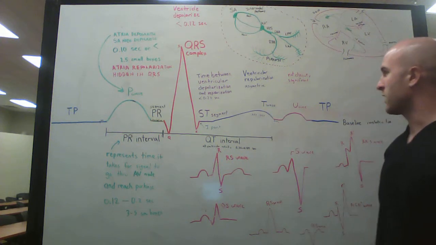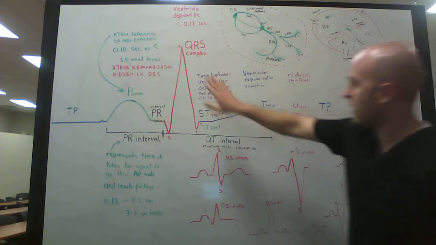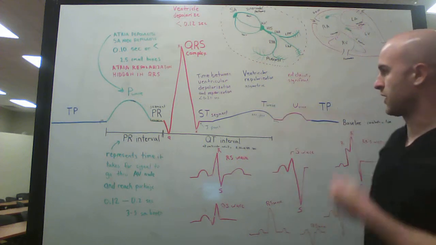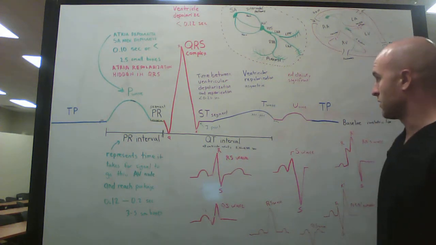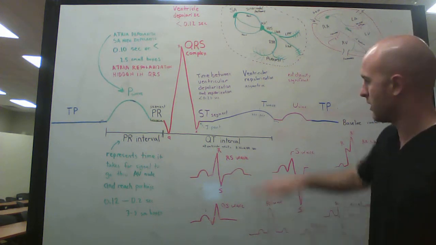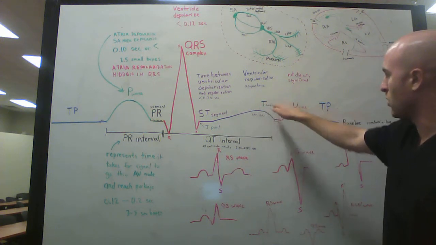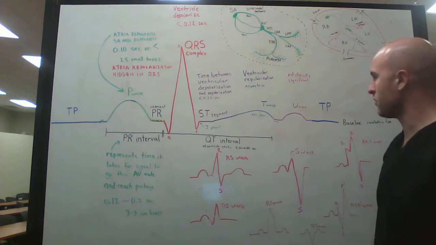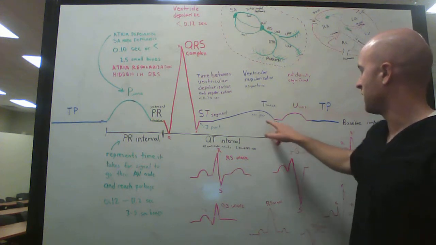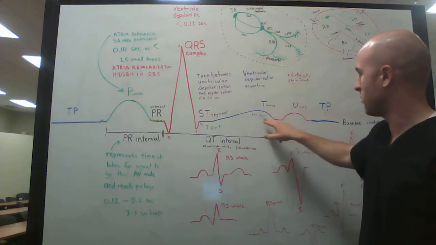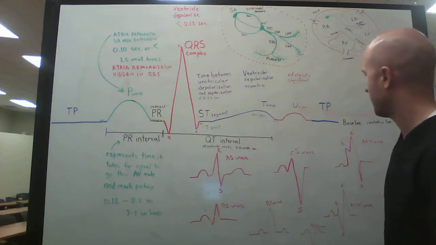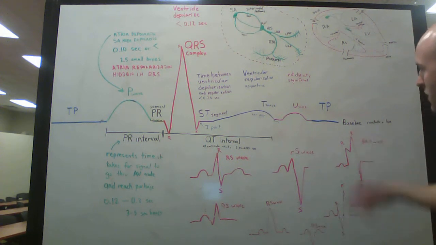Then we go into the ventricular repolarization. So now they fired, and now they need to repolarize again. This repolarization needs to look asymmetric. In other words, it has to have a long upward slope at the beginning, and then a quicker drop at the end. This is again called the T wave.